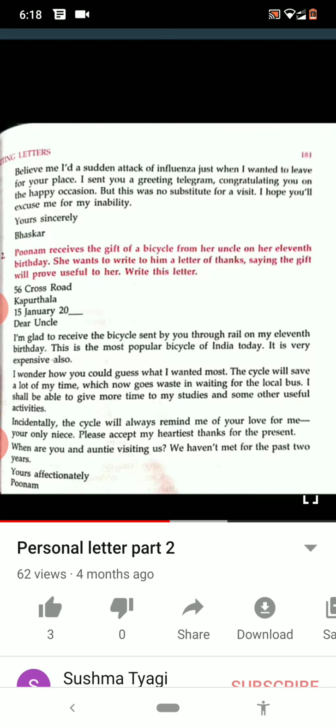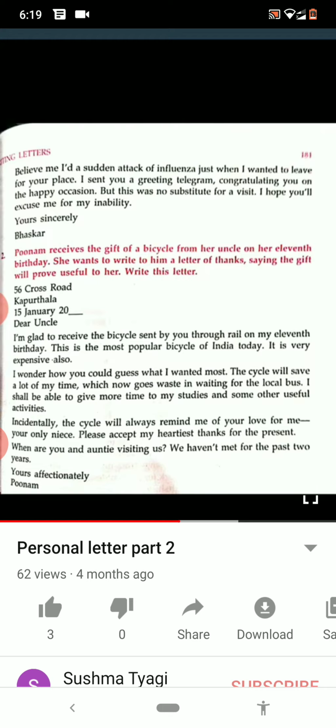The address may be any, city may be any, date may be any, as per the requirement. Then "Dear Uncle"; she is writing a letter to her uncle. Then: Dear Uncle, I am glad to receive the bicycle sent by you through rail on my 11th birthday. This is the most popular bicycle of India today.